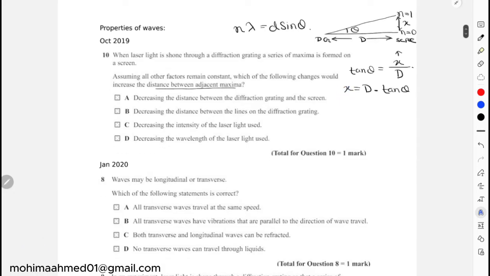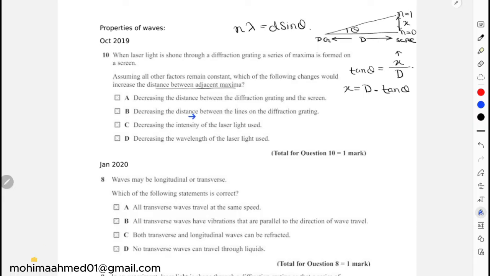So according to that, if I go to this option, decreasing the distance between the diffraction grating and the screen, that means decreasing this capital D. Decreasing this capital D will obviously cause a decrease in the distance between the adjacent maxima. So this is completely wrong. This is the opposite of the correct answer.